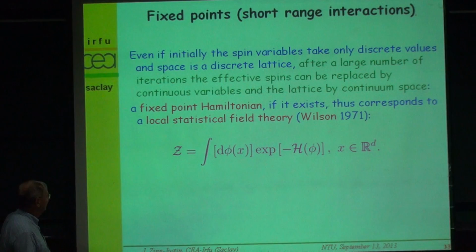Okay, so the Hamiltonian gives a real weight, and it's a real partition function. And local, because initially there were only short-range interactions. And so if you make iterations, it will remain local and eventually be a local quantum field theory. And this was the absolute breakthrough. After that, the story is easy.